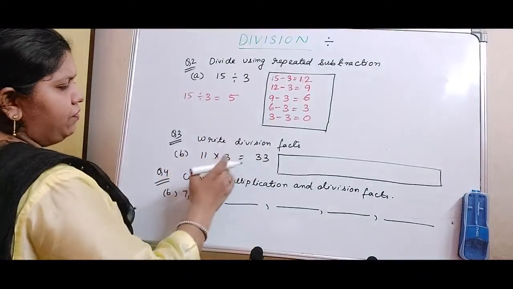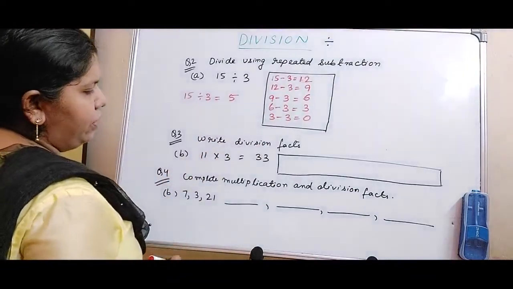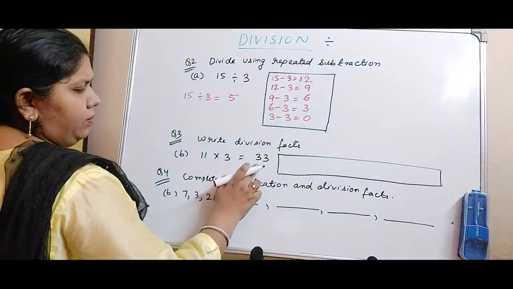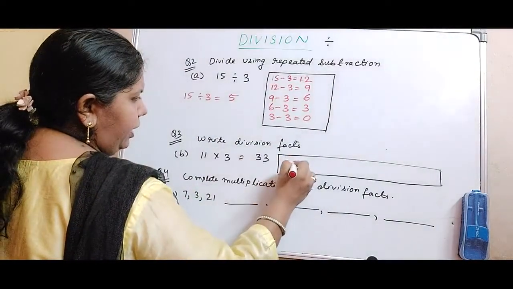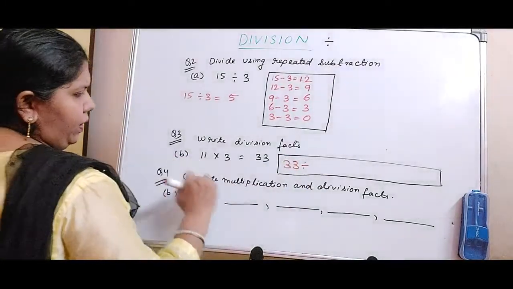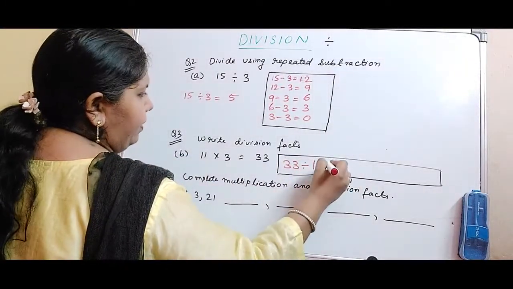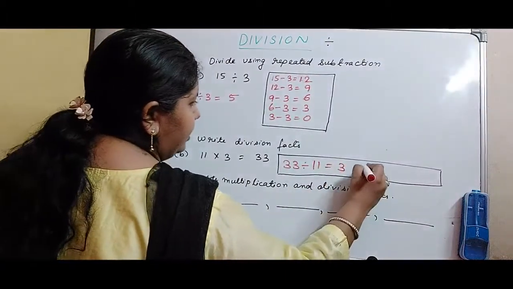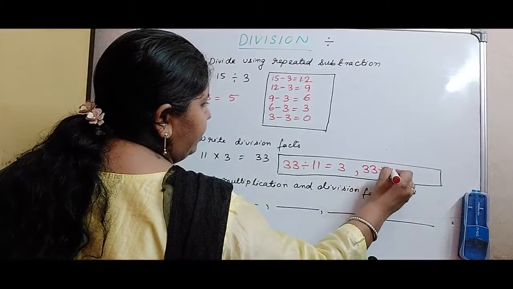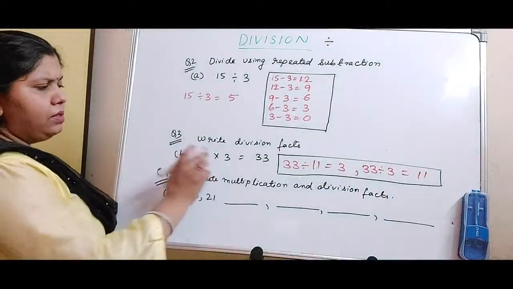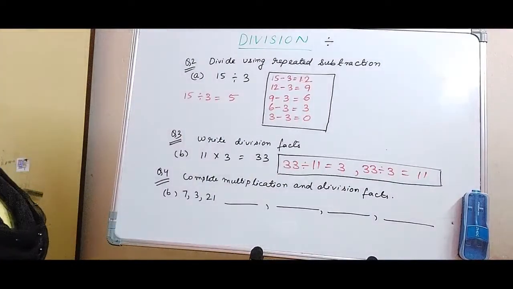Write the division facts for this multiplication: 11 into 3 equal to 33. As I said, the product is actually the dividend. So 33 divided by any one of these will give you the other one. 33 divided by 11 will give you 3. And the other division fact is 33 divided by 3 will give you 11. So these are the two division facts for this particular multiplication.